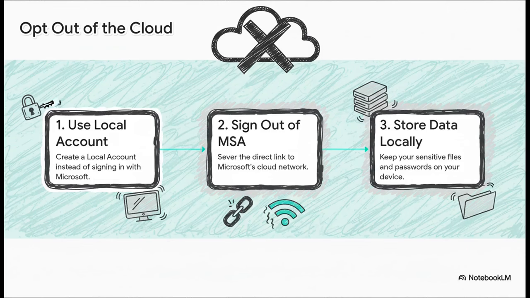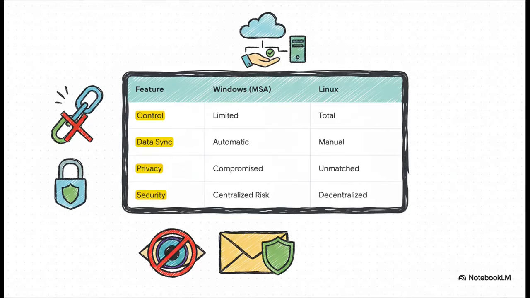Now, for those of you who want to go even further, there's another option, switching to a totally different operating system like Linux. And as you can see here, when you put them side by side, the difference is just night and day. With Linux, you get total control. Syncing data is something you choose to do, not something that happens automatically in the background. Your privacy is pretty much unmatched, and the security model is decentralized, which helps avoid that single point of failure we were just talking about.